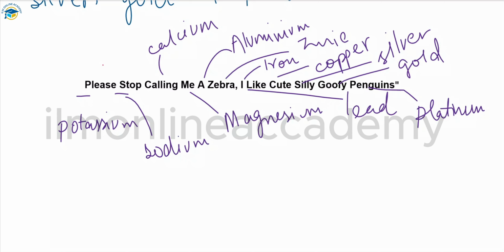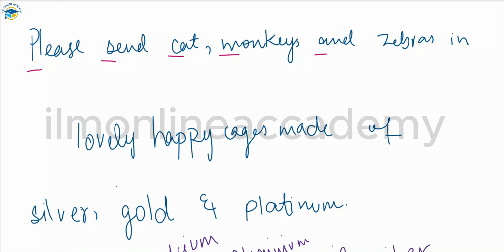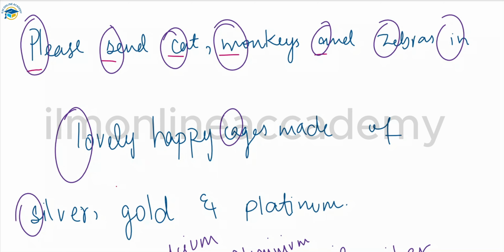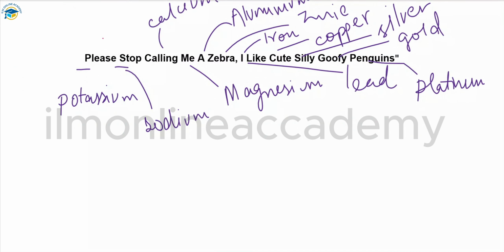And one more mnemonic is this one: Please send cat, monkeys, and zebras and the lovely happy cages made of silver, gold, and platinum. So we have P for potassium, S sodium, C calcium, and M magnesium, and then A that represents aluminum, and Z zinc, I from iron, and after iron we have L lead, and then C copper, then silver, gold, and platinum. You can use these mnemonics to remember the reactivity series.